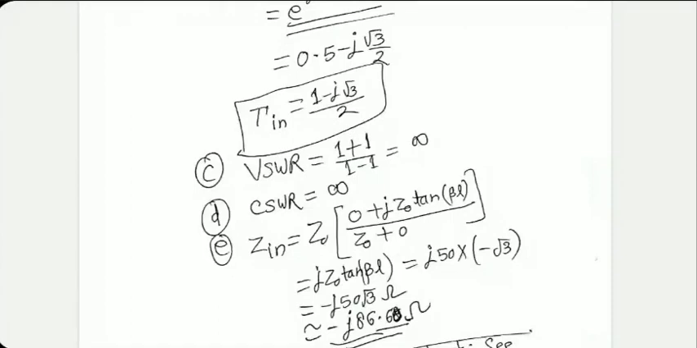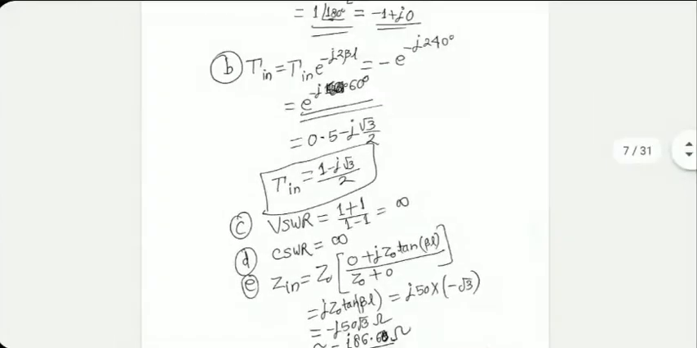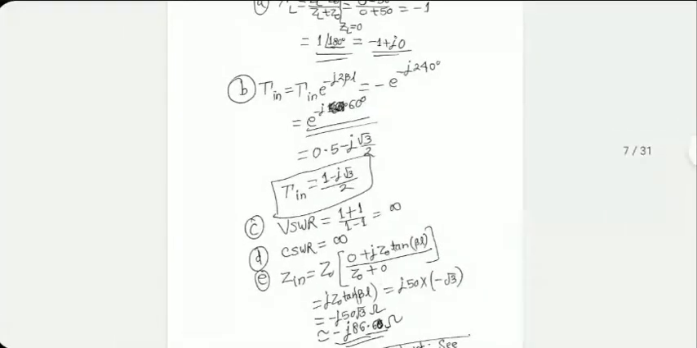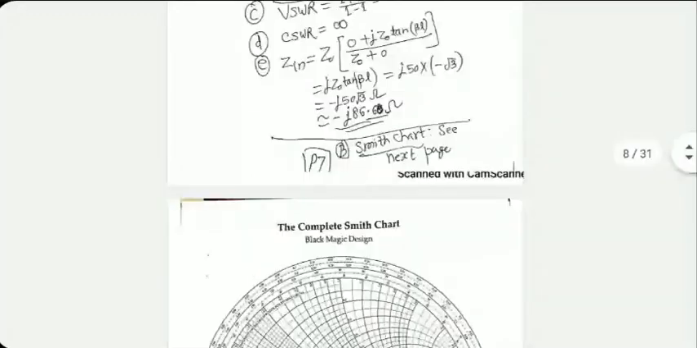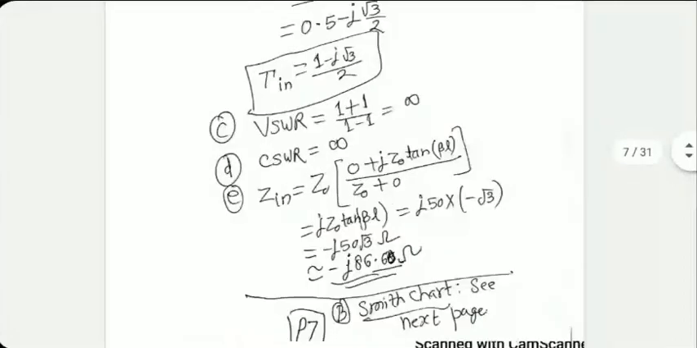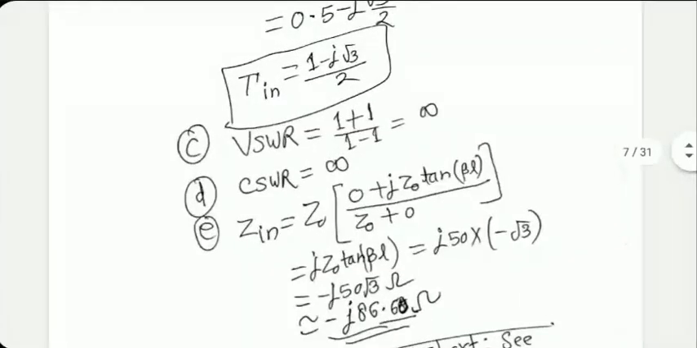Both short circuit and open circuit loads give infinite VSWR, at least in a lossless line. Zin can be calculated using the same equation. Now you put ZL equal to 0. So the formula that you get is J Z0 tan beta L. So it should be minus J86.860.